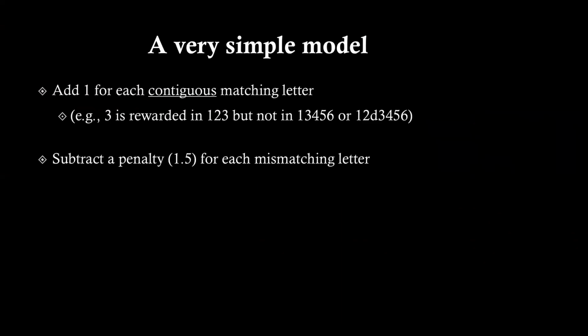So with those two observations in mind, it's possible to propose a very simple model of how orthographic matching works. In this model, we simply count the number of contiguous matching letters and subtract the number of mismatching letters. To be clear, a contiguous matching letter is one that occurs in both the prime and the target and succeeds the same letter in the prime and the target. So that means that deletions or insertions or substitutions or transpositions can all disrupt letter contiguity.